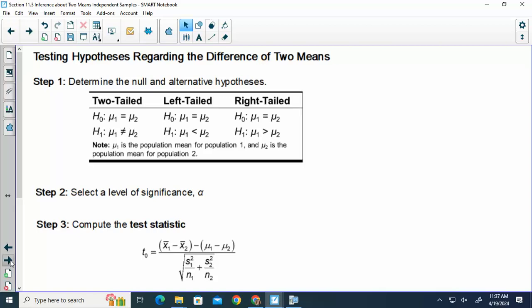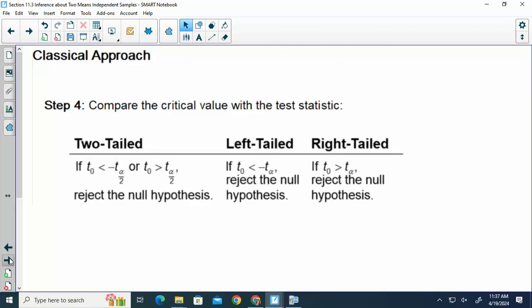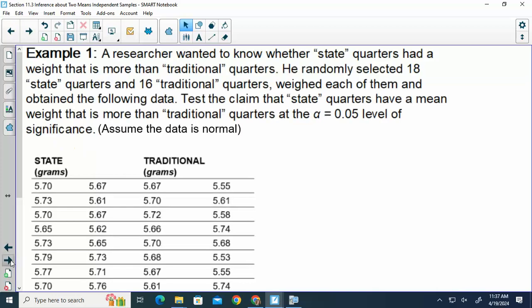Classical, you're comparing your t alpha with the t you calculate. So our t alpha gives us like a shaded region, and if the t we calculate is in that region, we reject. P-value approach is we find our t, get the probability of that, and then when do we reject? If p is less than alpha. All right. Just talked about that. So let's look at a problem.